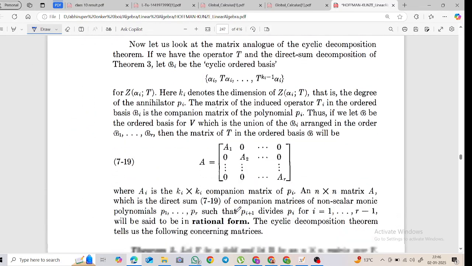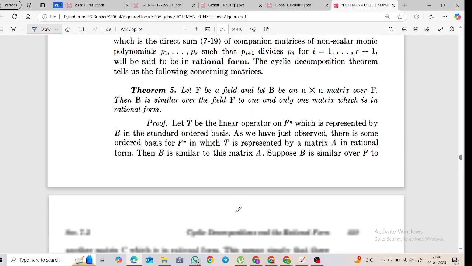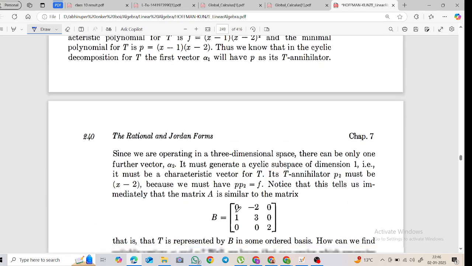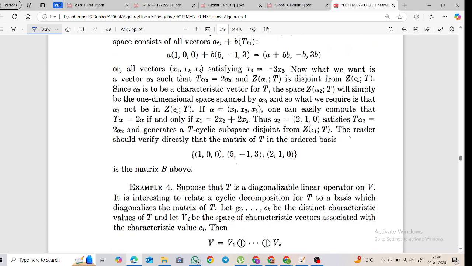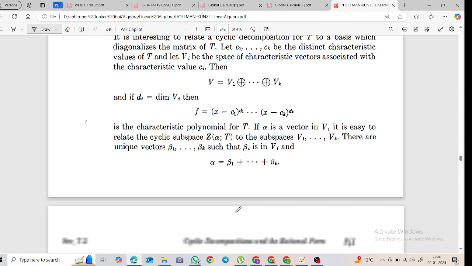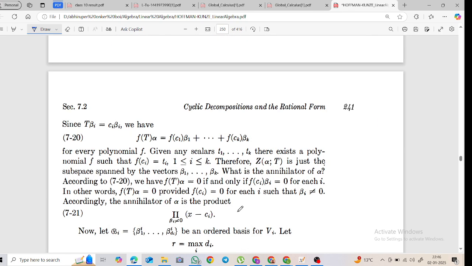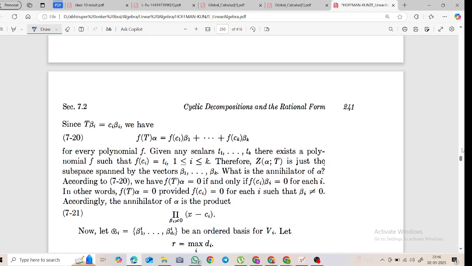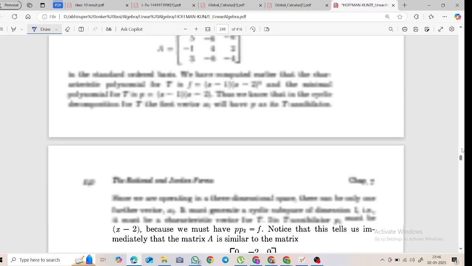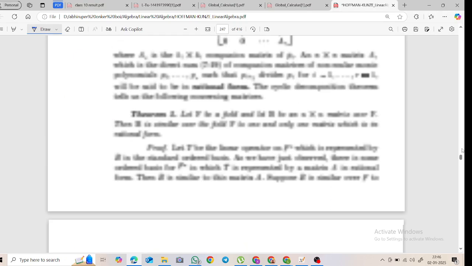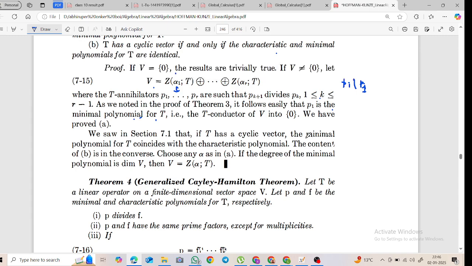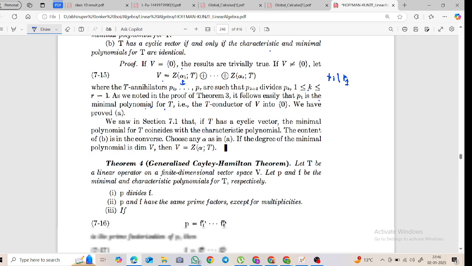So the generalized Cayley-Hamilton and the rational form are next, with invariant factors and example 4. So let's see what is the generalized Cayley-Hamilton.